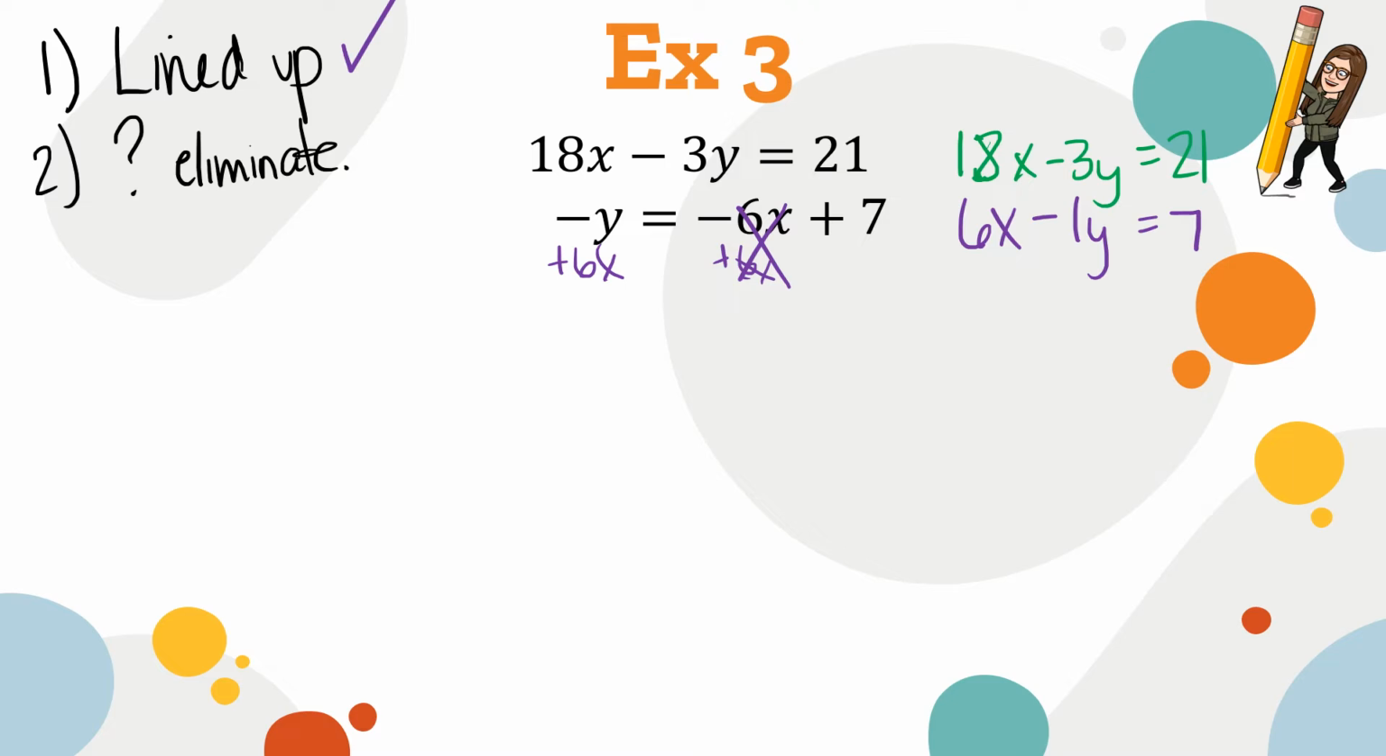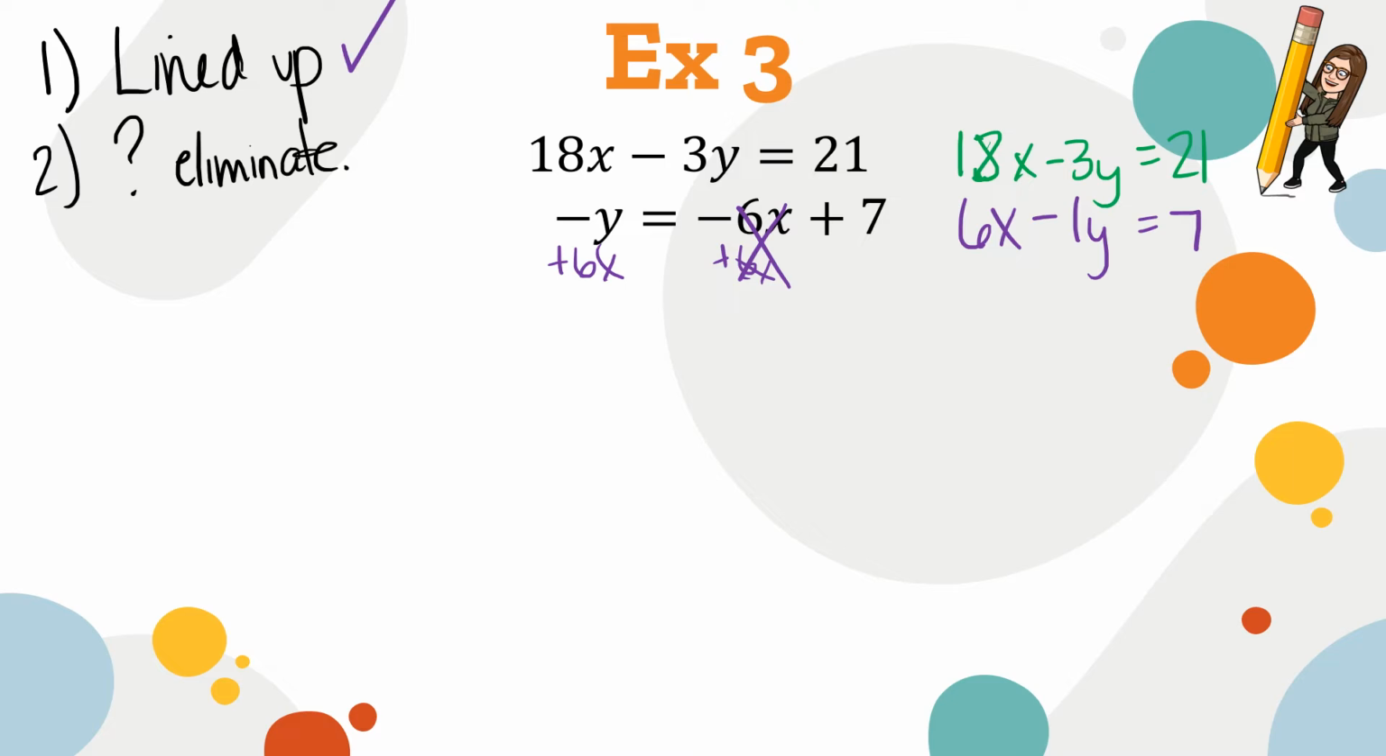Uh-oh, nothing's going to eliminate, meaning if I draw my old school addition bar, nothing's going to go away. But can I make a letter go away? Let's pick a letter to eliminate. I'm going to pick the y's because they're smaller. All right, so let's look at the y's.